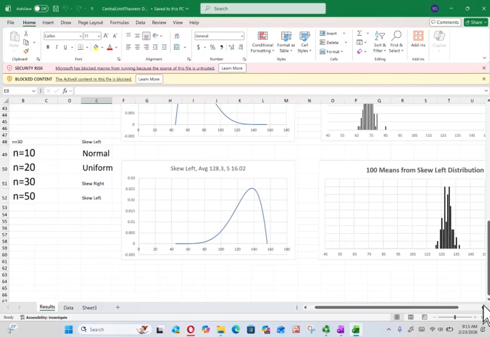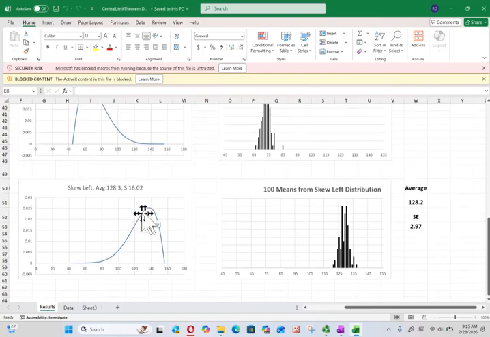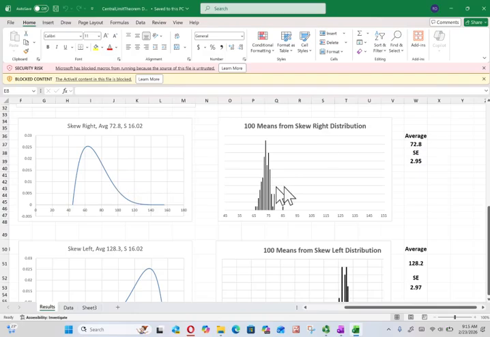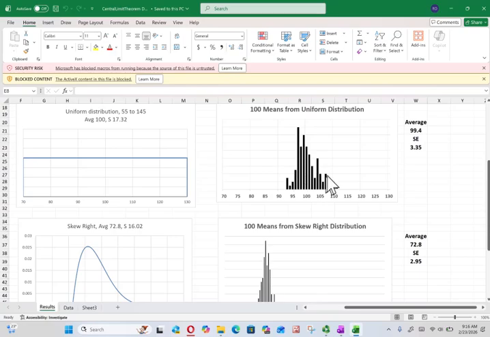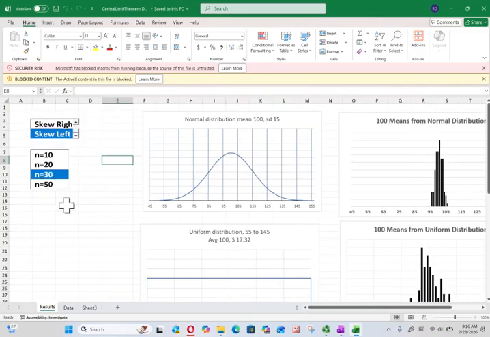Over on the side, beside each one, is the result of 100 individual sample means. The distribution of 100 individual sample means from the skew left distribution. And the distribution of sample means is normal, regardless of what the original distribution looks like. Here's a skewed right distribution, and the distribution of 100 sample means from the skewed right distribution. This one is the uniform, and this is the normal. Right now, all of these are from a sample size of 30.